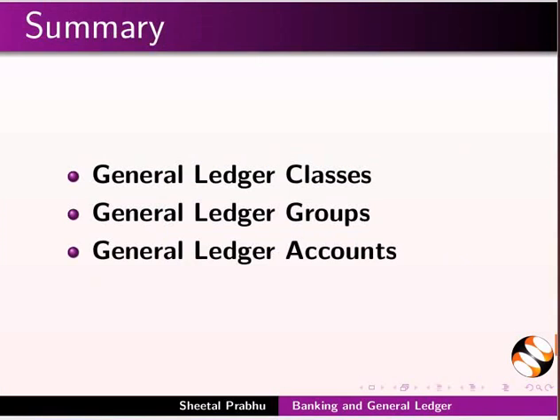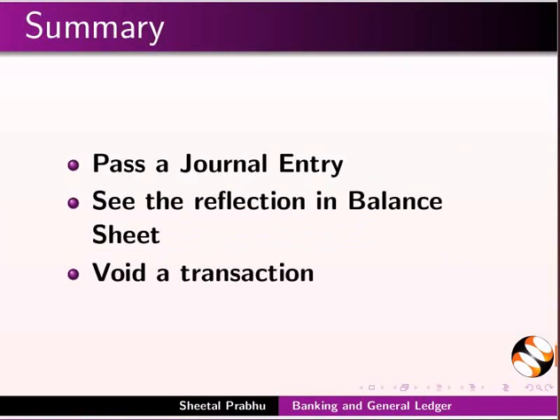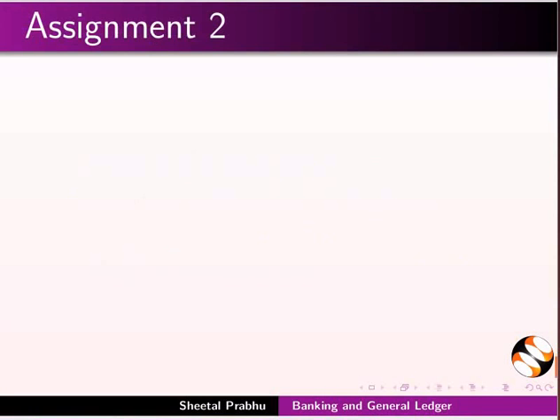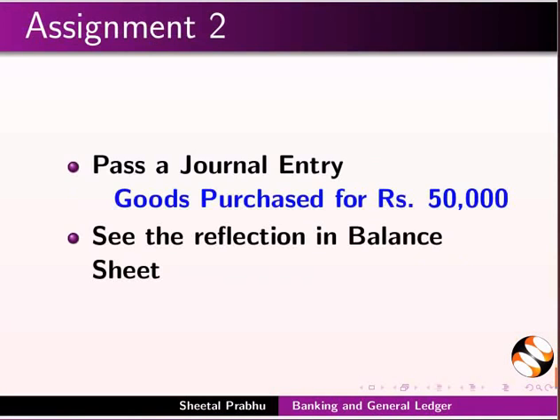Let us summarize. In this tutorial, we have learned to create general ledger classes, general ledger groups, general ledger accounts. Also, we have learned to pass a journal entry, see the reflection in balance sheet, and how to void a transaction. As an assignment, pass a journal entry, goods purchased for Rs 50,000, see the reflection in the balance sheet.